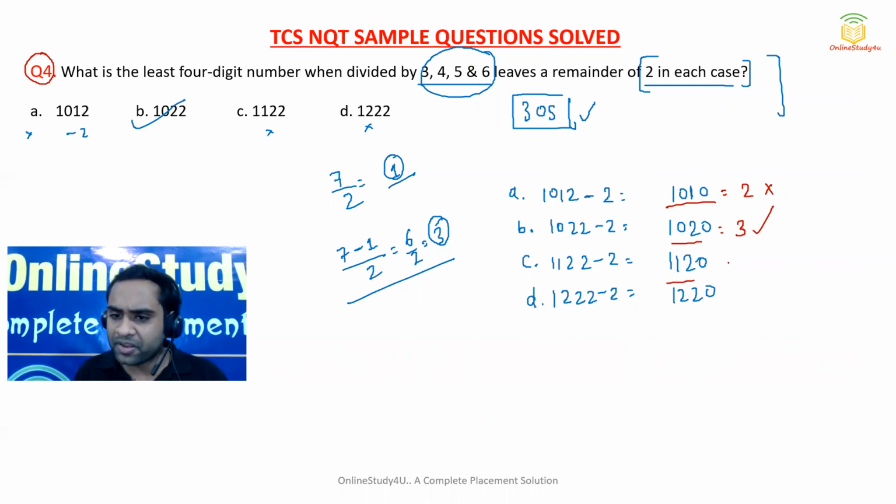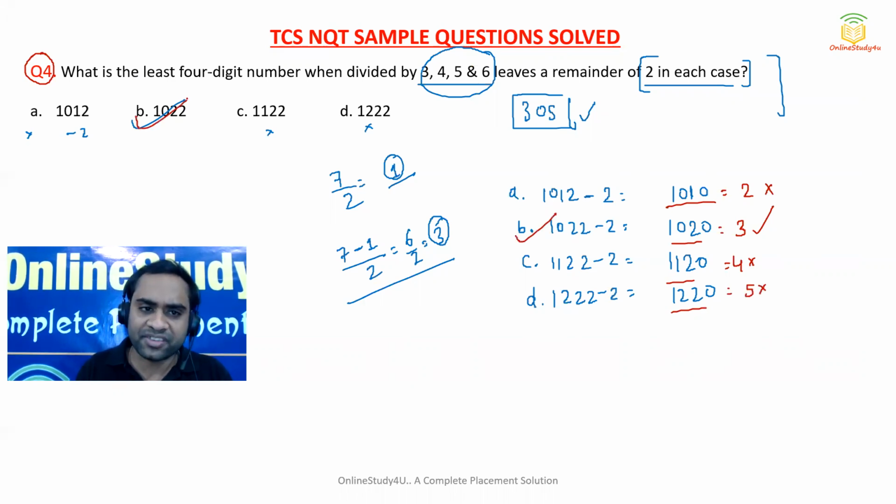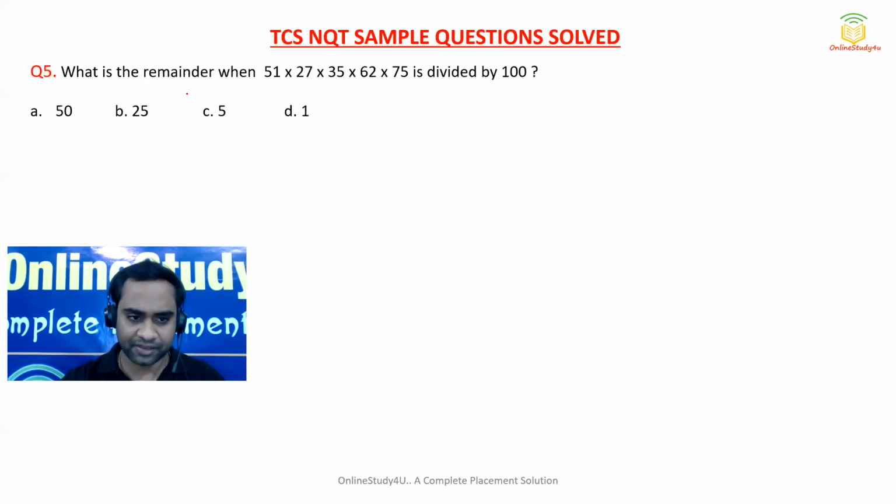Let us check. 2 plus 2 is 4. Definitely this will not be divisible by 3. The sum of the digits again is 5. It will not be divisible by 3. So obviously option 2 is the number. So if we divide by 3, 4, 5 and 6, it will give you a remainder of 2 in each case. I hope this is also very clear to you.